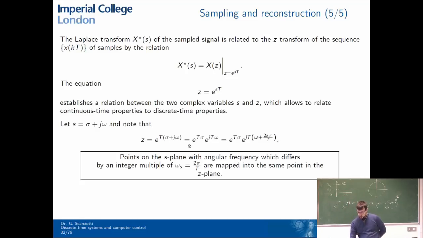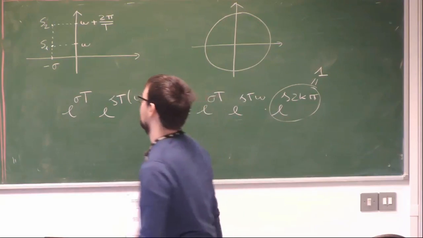But the implication of this is that multiple points S, so all the points that are described in this way, are actually mapped to the same Z, the same value of Z. Okay? So in particular, which points? The points in the S-plane that have angular frequency which differs by an integral multiple of omega s, where omega s is the sampling frequency 2 pi over T, are mapped into the same point in the Z-plane. So let's look at this with an example.